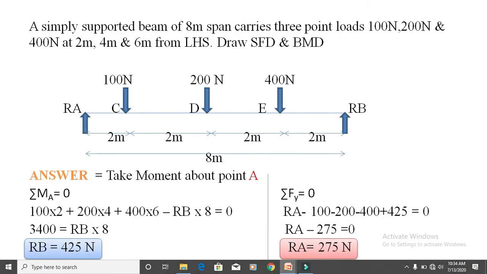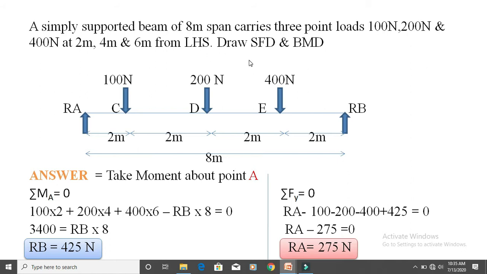Today we'll see the problem of a simply supported beam. A simply supported beam of 8 meter span carries 3 point loads of 100 Newton, 200 Newton and 400 Newton at 2 meter, 4 meter and 6 meter from the LHS. LHS means left hand side.